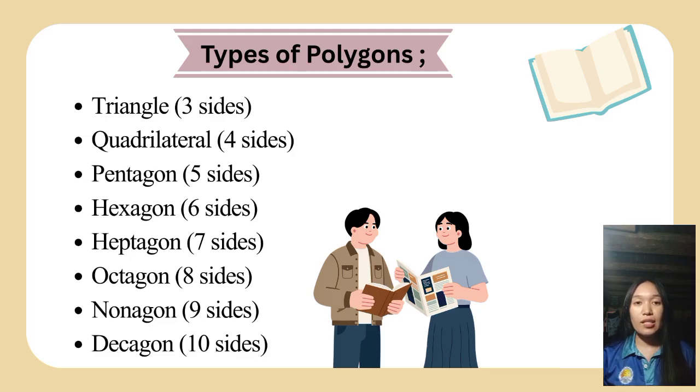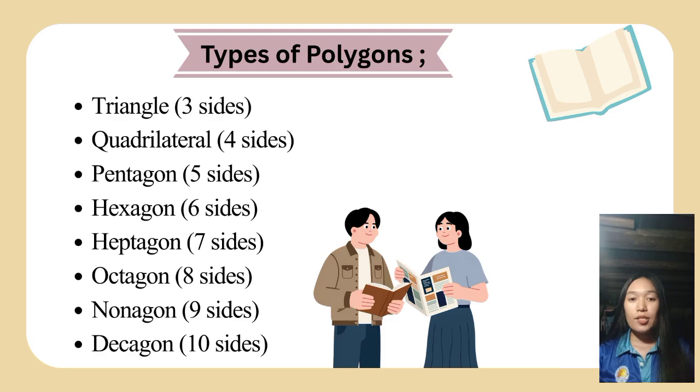Regular hexagons have equal sides and angles, often seen in honeycombs. Next is heptagon, a seven-sided polygon with seven angles. It can be regular with equal sides or irregular. And next is octagon, an eight-sided polygon with eight angles. Stop signs are commonly shaped as regular octagons.